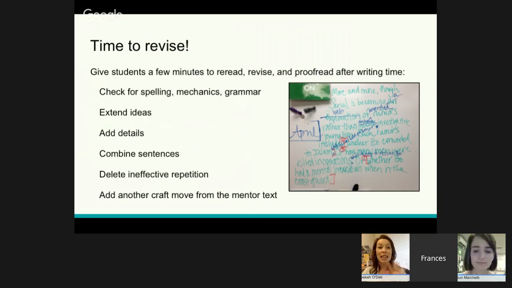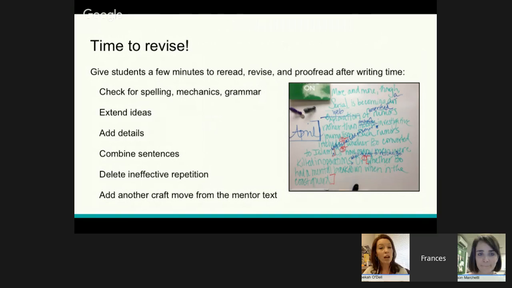I say I'm going to set the timer for 3 minutes or 2 minutes. Make whatever you have better than it was before through revision. So we ask them to do a little bit of editing maybe. They check spelling, mechanics, and grammar. Maybe they're adding to their ideas. Maybe they're adding details. Maybe they're combining sentences and working on fluency, getting rid of unnecessary repetition, trying out a different craft move from the mentor text that they didn't try the first time. And we let them race against the clock.